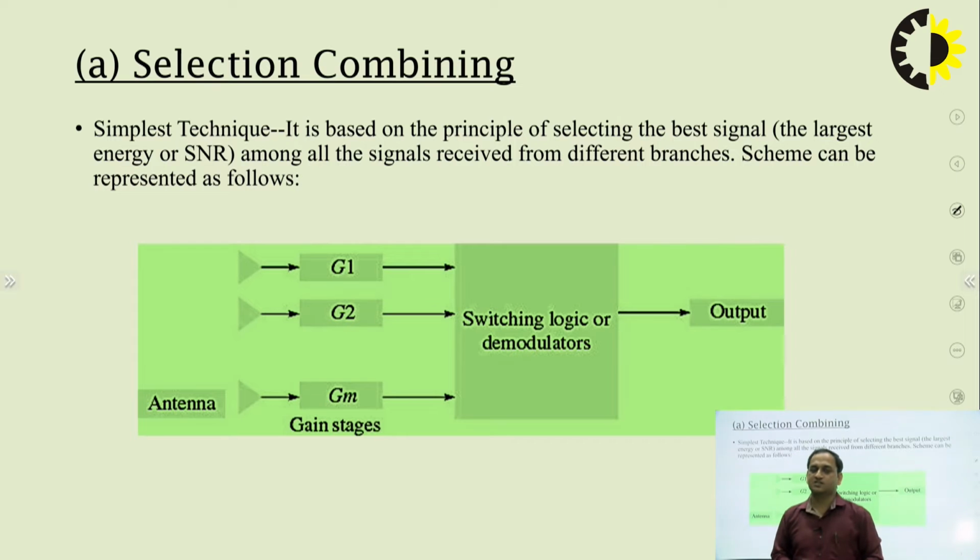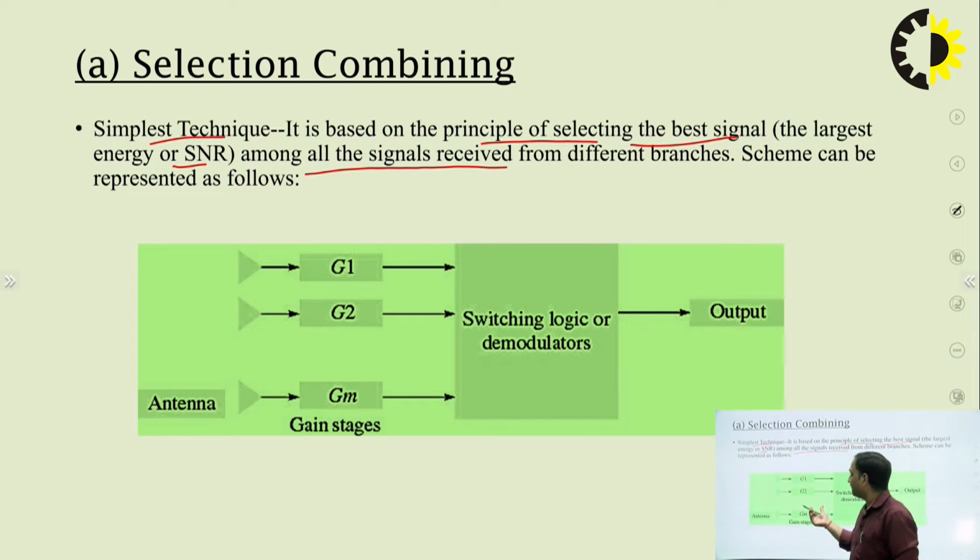Now come to the first one, selection combining. This is the first, most important, and simplest technique, based on the principle of selecting the best signal. The best signal means the one which has very large energy, very high SNR value, or throughput as well. Among all the signals received from the different branches of the fading channels, in this method we select the best signal.